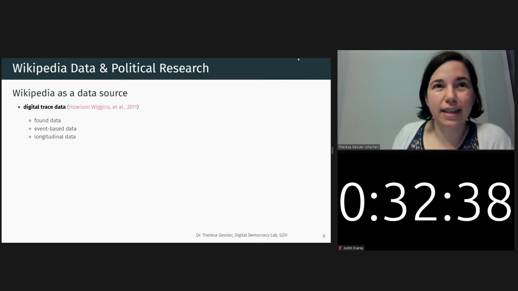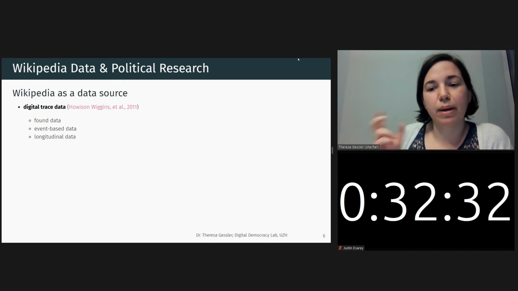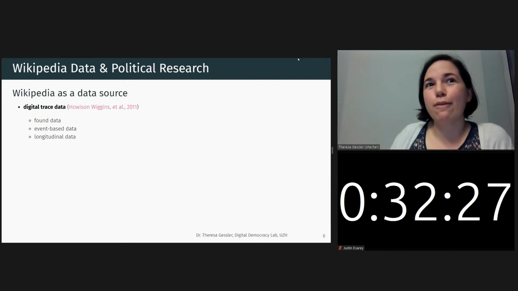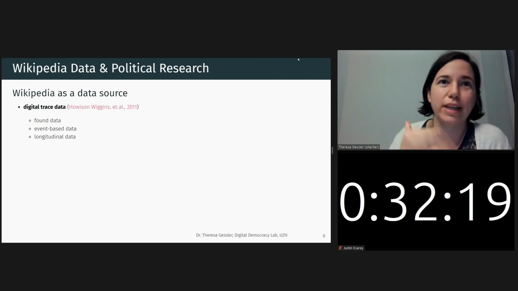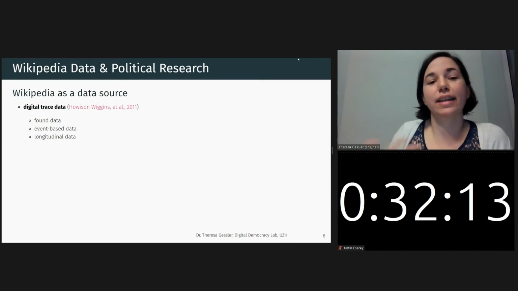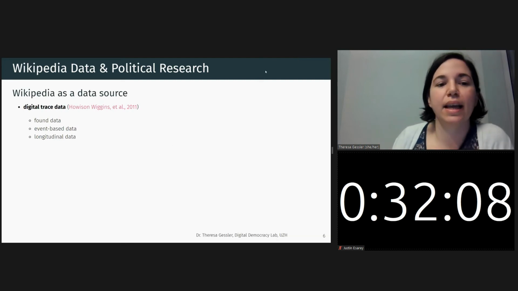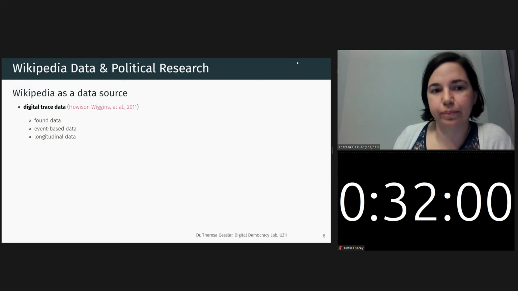It's event-based data, so it's not based on, for example, stable attitudes like survey data, but basically there's only something recorded if something changes. So if I have always identified as a social democrat, for example, I wouldn't be looking up social democracy on Wikipedia because I already have a strong conception of myself. But if I start having doubts, or if I change my conception of myself, I might look for information on Wikipedia. And it's longitudinal data. So it's basically data that is available over time, which complicates the structure of this data a bit.